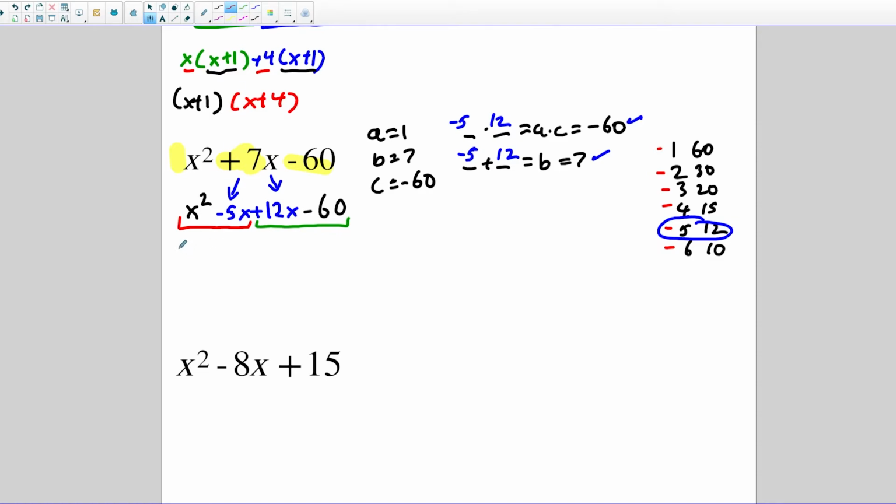So your GCF from the red pair is going to be x, and you're left with x minus 5 inside of the brackets. Your GCF from the green pair is going to be a positive 12, and you're left with x minus 5 inside of the brackets. From here, we can factor out an x minus 5, and that comes to the front. And then what's left over is going to be x plus 12.